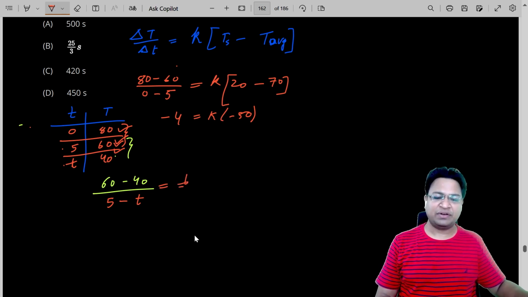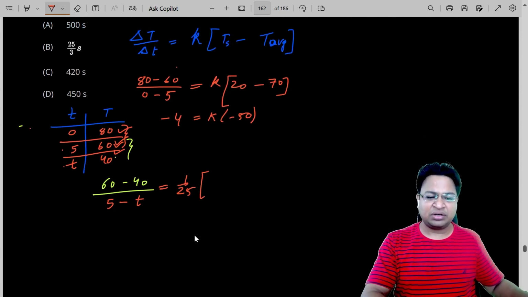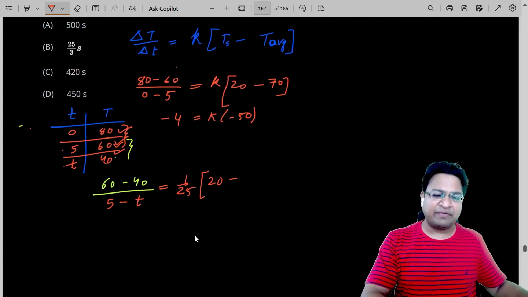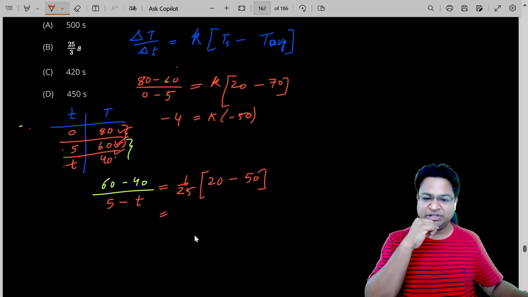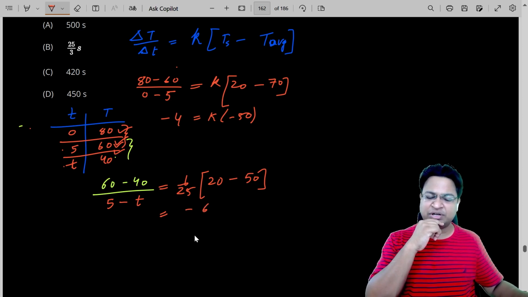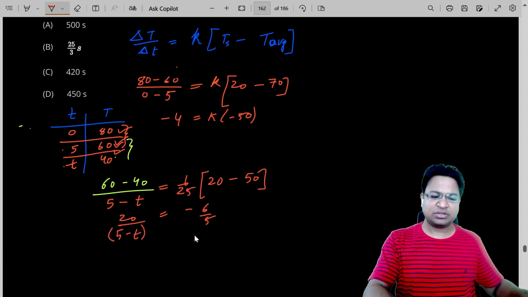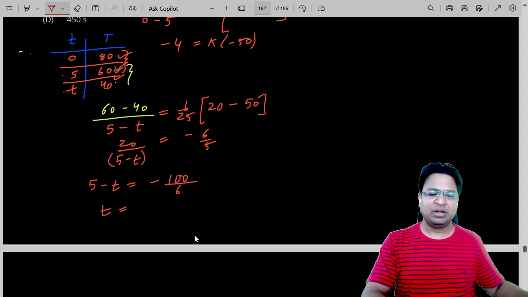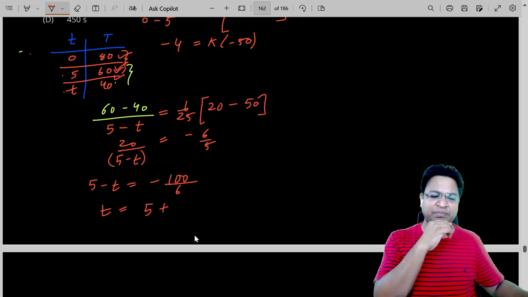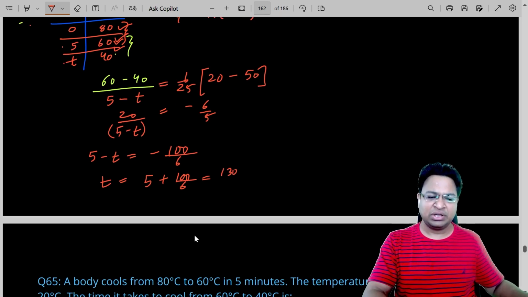K is 1 by 25 now. I hope the calculation I'm doing is correct. Then 20 minus T average. Now, the average of 60 and 40 is 50. So from here, what we get is minus 30, so minus 6 by 5. So this becomes 5 minus t is equal to minus 100 by 6. So the time will become 5 plus 100 by 6, which is approximately 130 by 6.